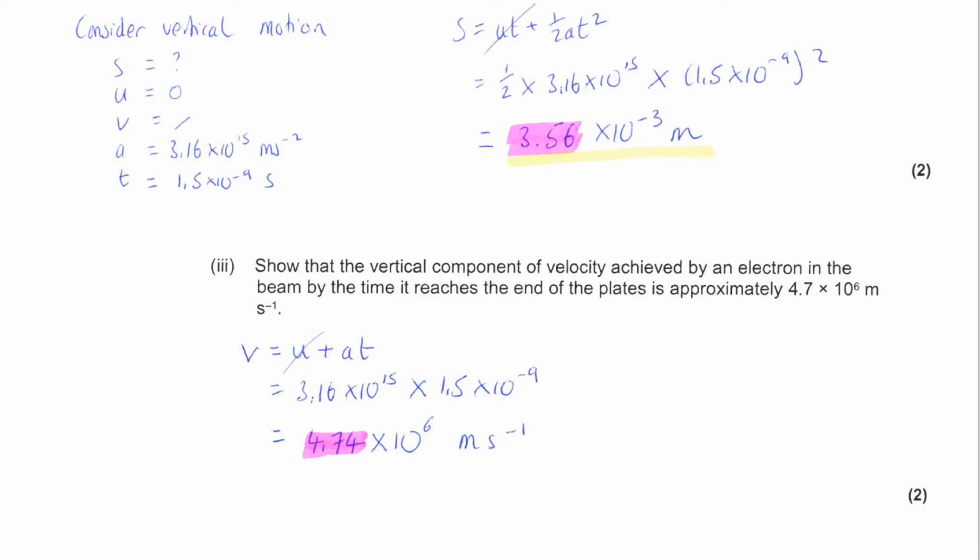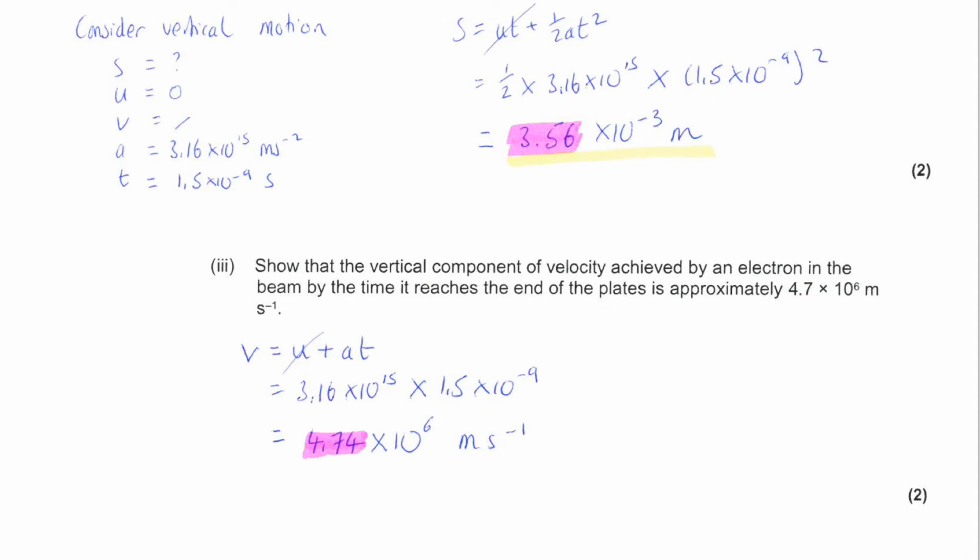We have just found the acceleration in the previous part of the question, and we were also previously given the time to pass through the plates. So here, using an equation avoiding v gives us s equals ut plus a half at squared, and we lose this term since the initial velocity was 0. So simply a half times the acceleration times the time squared, leading us to an answer of 3.56 times 10 to the minus 3 metres. Again, quoting one more significant figure.